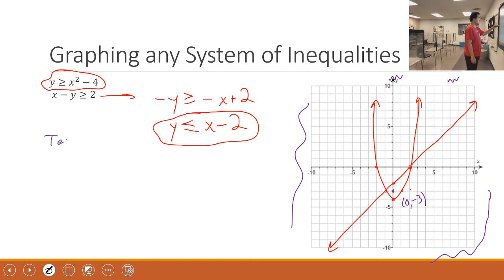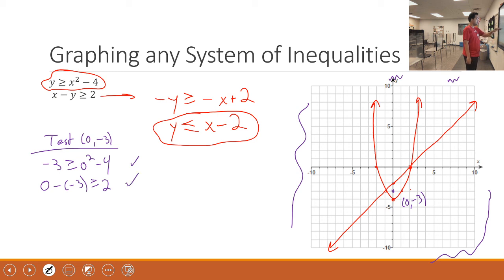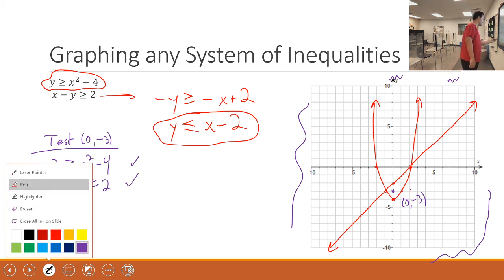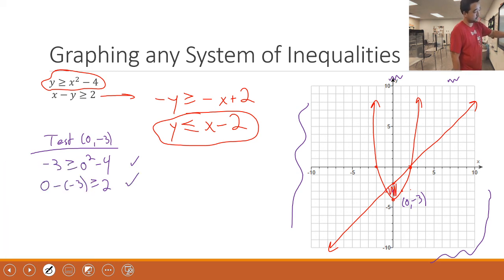So test 0, negative 3. Does that point work for both of these? So negative 3, is that bigger than or equal to 0 squared minus 4? And yes, negative 3 is bigger than negative 4. Remember, greater than would be more positive. And then for the second one, 0 minus negative 3, is that greater than or equal to 2? Yes, so it actually is that tiny little sliver in between.